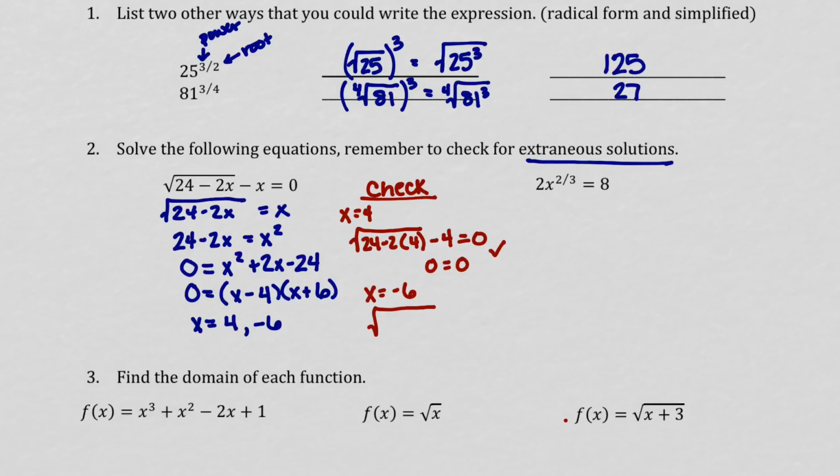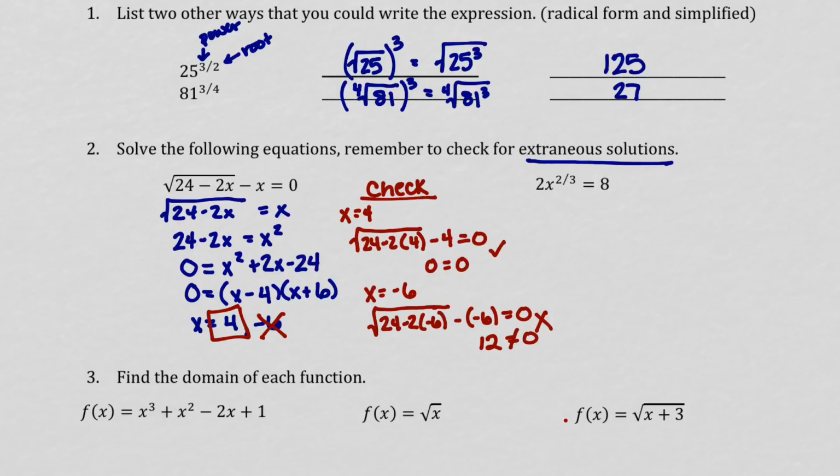So let's check x equals negative 6. So if I square root 24 minus 2 times negative 6 minus negative 6, does it equal 0? And I actually end up getting the answer of 12 equals 0. So that's not a solution. Okay, so this is extraneous. 4 is our solution.